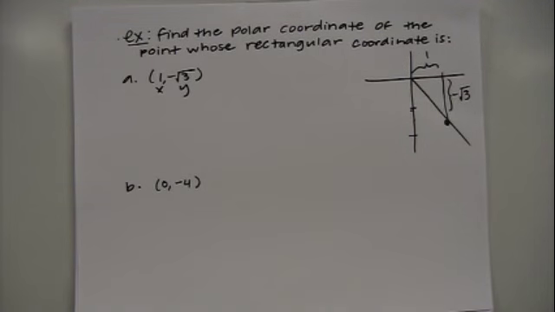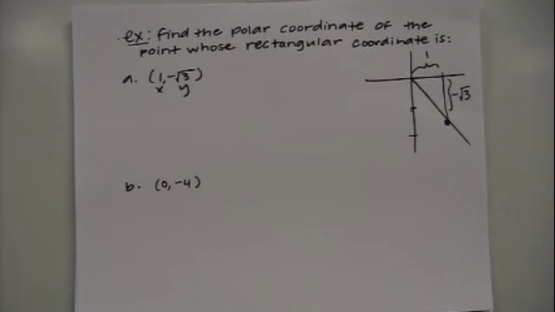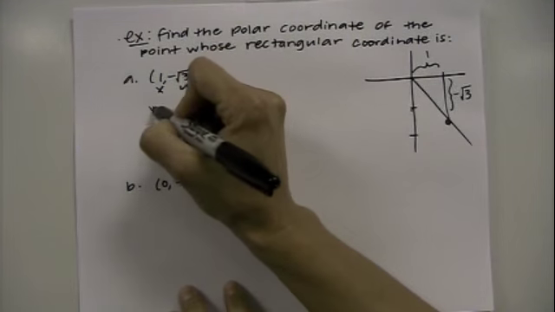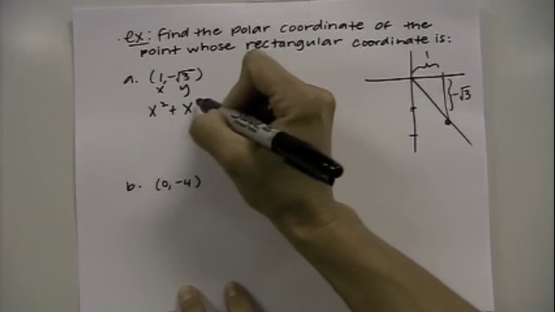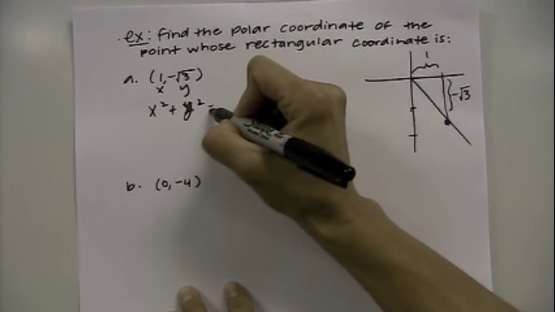When I want to find my polar coordinate, I can use those same equations that we were talking about, those 4 equations: x equals r cosine theta, y equals r sine theta, x squared plus y squared equals r squared, and tangent of theta equals y over x. So the first one I want to look at would be the x squared plus, oops, that's supposed to be a y squared equals r squared.